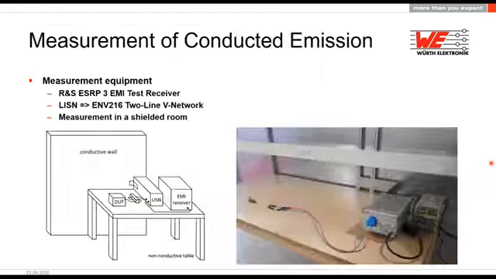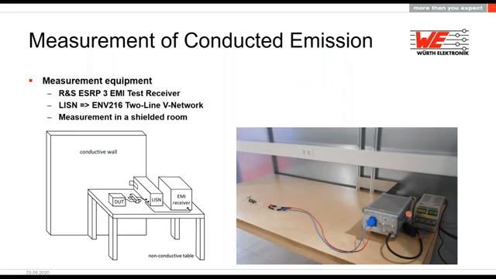So I do a conducted emission measurement in a lab, in our lab at our headquarters, with a Rohde & Schwarz test receiver. I have a 2-line V-network, and I measure everything in the shielded room. And I have my DUT here with a load. I hook up the cables and then measure the conducted emission. I also measure the radiated emission, but this is not a topic here.